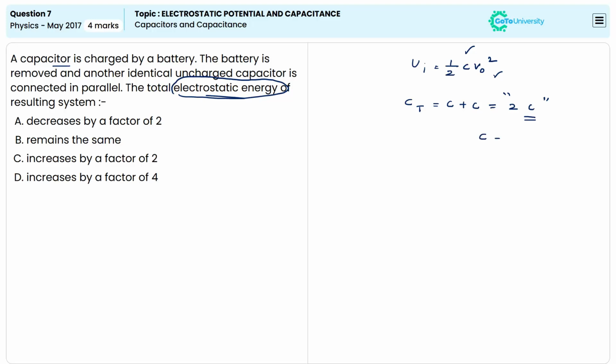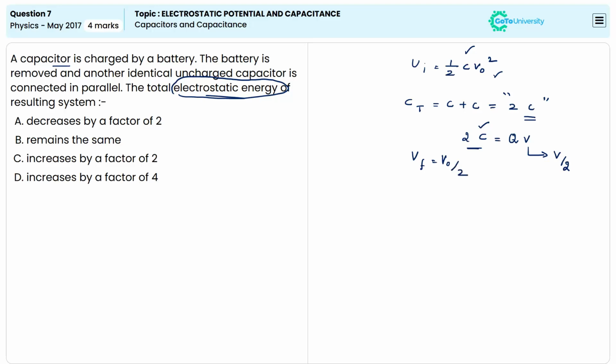It's known that the formula of C is equal to Q over V. When Q is conserved and the capacitance is increasing two times, of course, the value of voltage becomes half. That's the true thing, right? So here we can say the value of final voltage will be equal to V naught divided by 2.